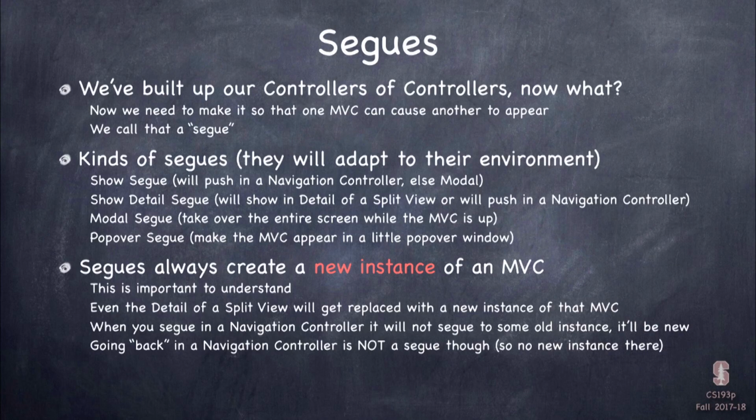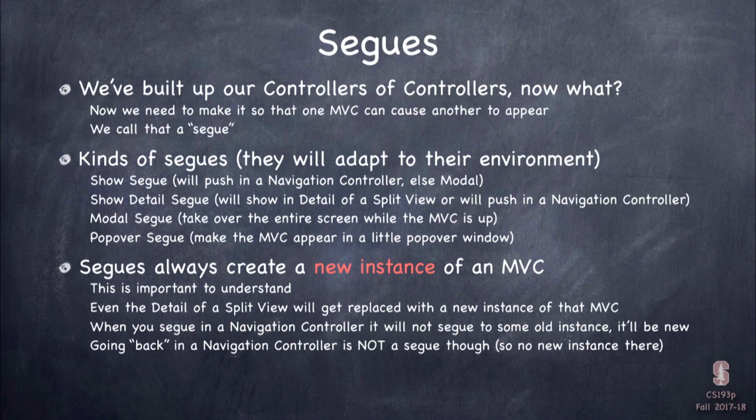So this is in red. Whenever you see red on a slide, you know it's important. I'm just re-emphasizing that segues always create a new instance of the MVC. Segues always create a new instance of the MVC. This is important to understand. You're not going to be reusing some MVC that you had on screen before. And we'll show in our demo today what we can do about this if we really do want reuse of MVCs.